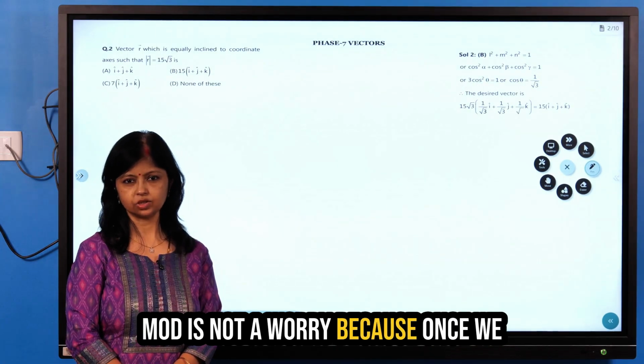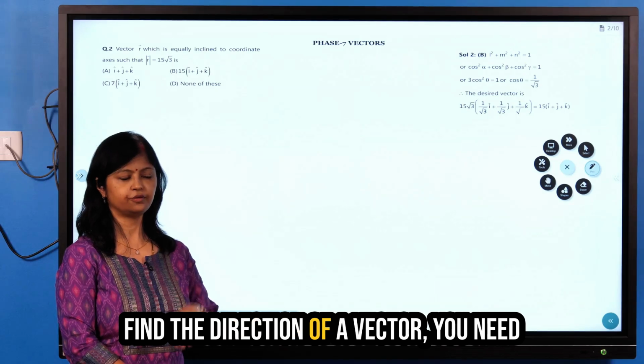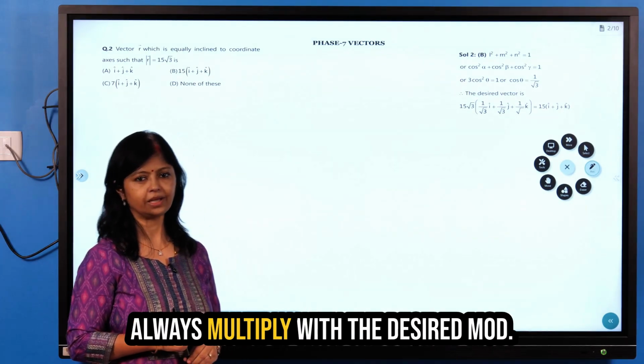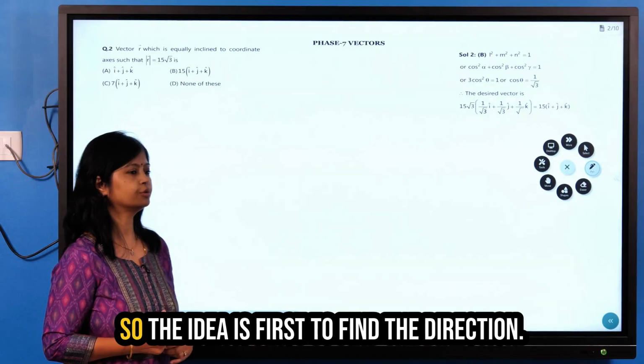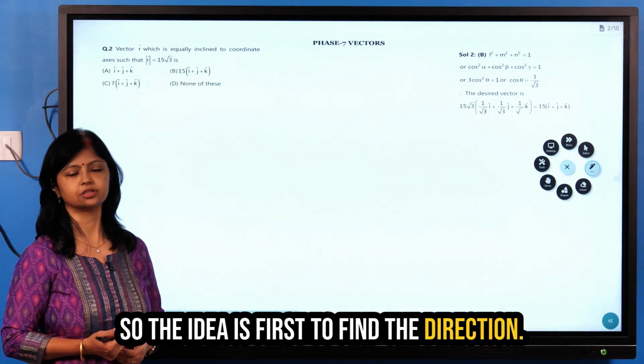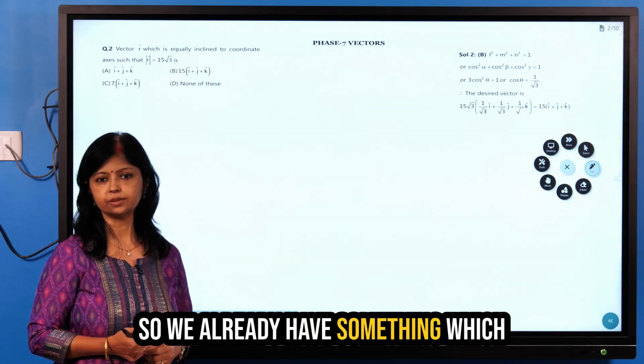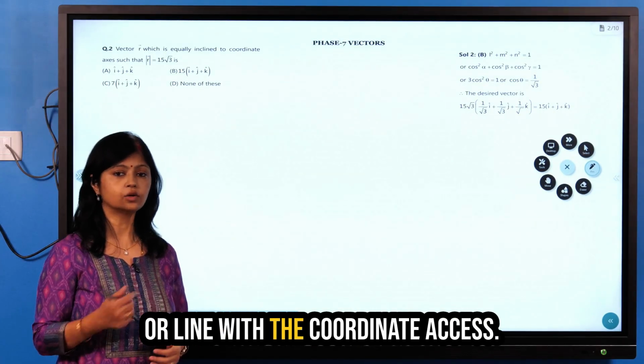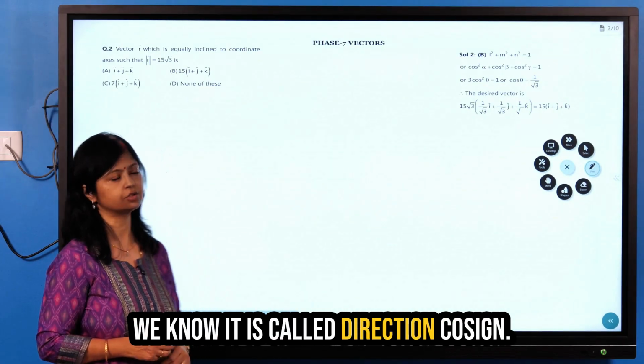Mod is not a worry because once we find the direction of a vector, the unit direction, we can always multiply with the desired mod. So the idea is first to find the direction. We already have something which gives us the direction of any vector or a line with the coordinate axes. We know it is called direction cosines.